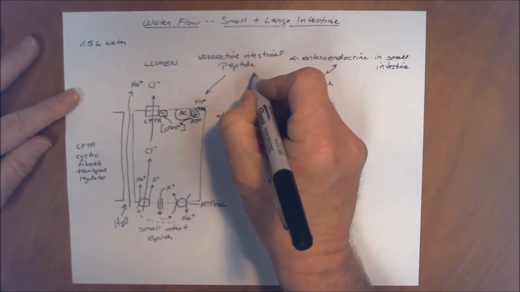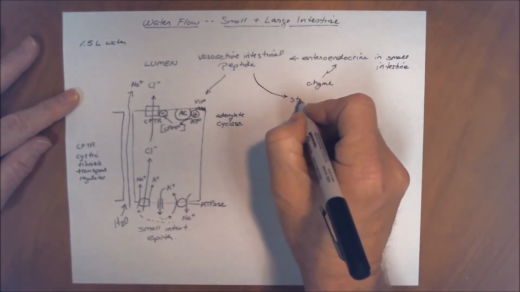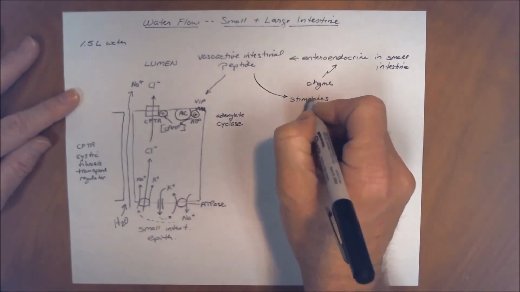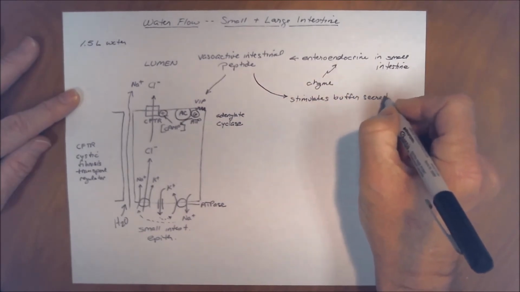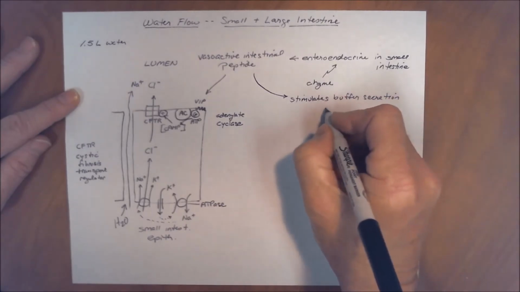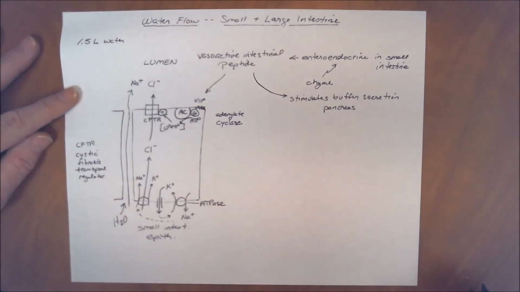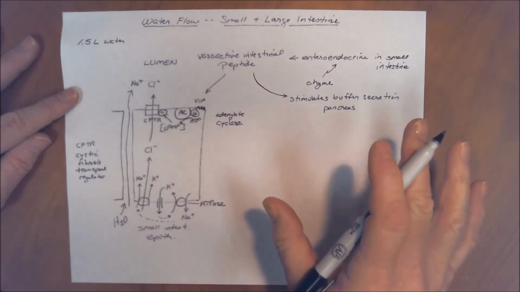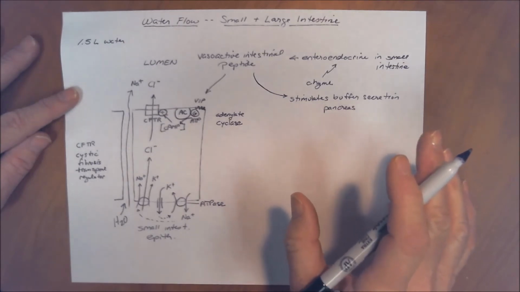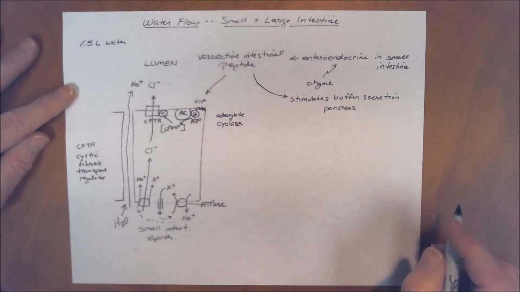The other thing that vasoactive intestinal peptide does is it stimulates buffer secretion. This is in the pancreas. Recall that the pancreas is going to be secreting bicarb to neutralize the stomach acid, and VIP also helps this. Now, the main hormone that is doing this is secretin. We'll cover this a little bit later, but vasoactive intestinal peptide also does this.